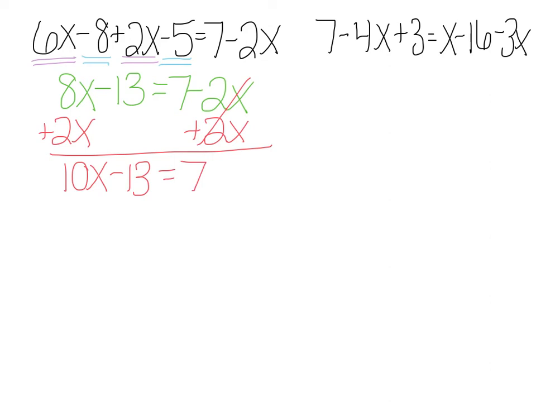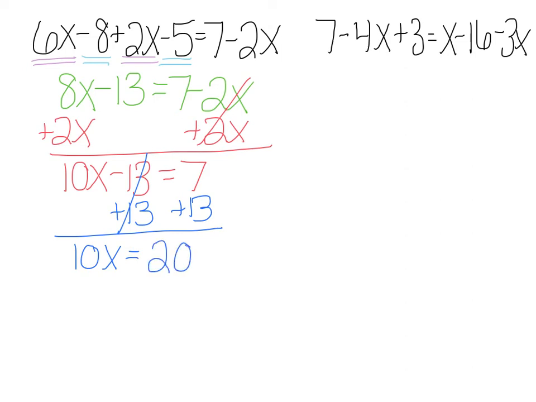to 7. Now I need to get that negative 13 onto the right-hand side because I'm trying to get x by itself. So I'm going to add 13 because that's the inverse operation. What I do on one side, I do on the other. This is going to cancel out, and we're going to be left with 10x equals 7 plus 13, which is 20.